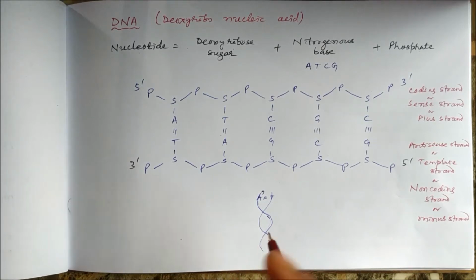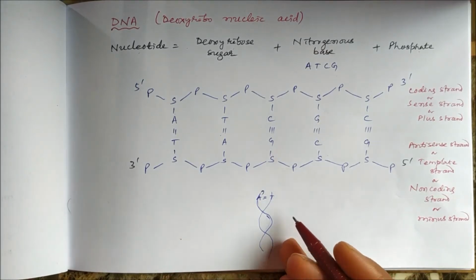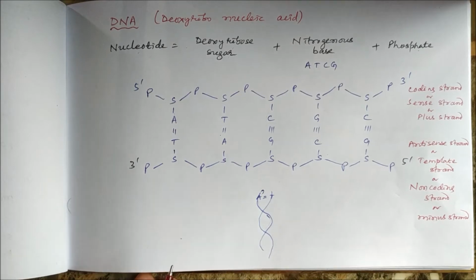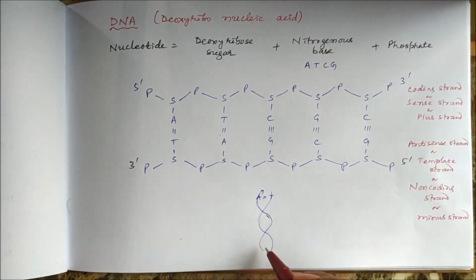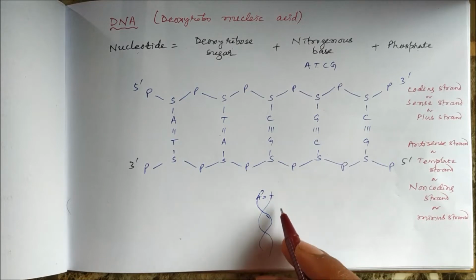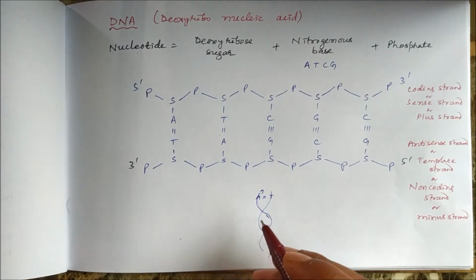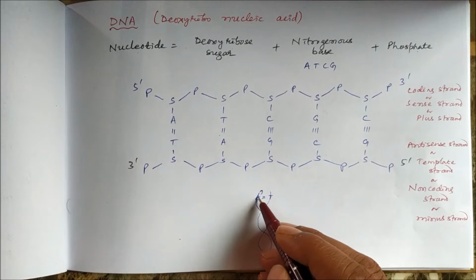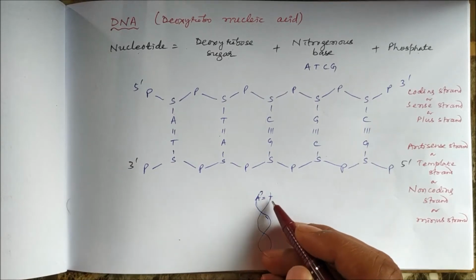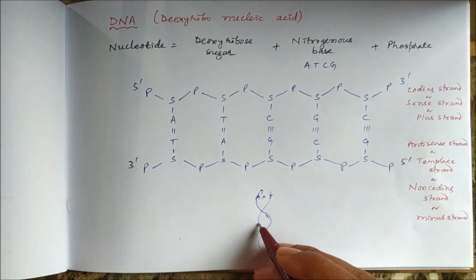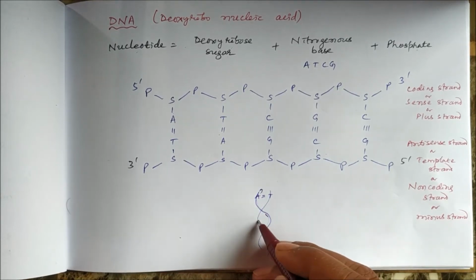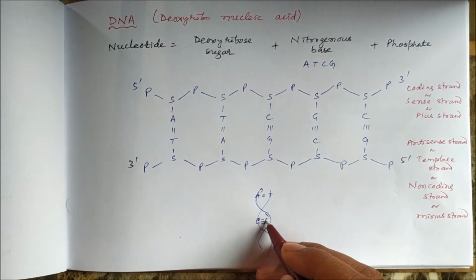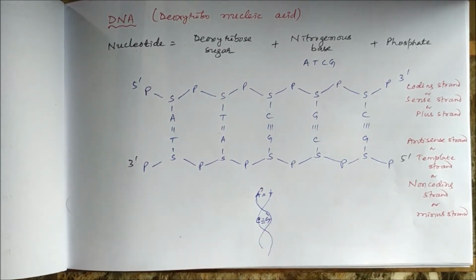So this sense strand and antisense strand come under deoxyribonucleic acid, and we know the DNA is a double-stranded helical structure, where adenine of one strand forms pairing with thymine of the other strand by a double bond, and cytosine of one strand forms a triple bond with guanine of the other strand.